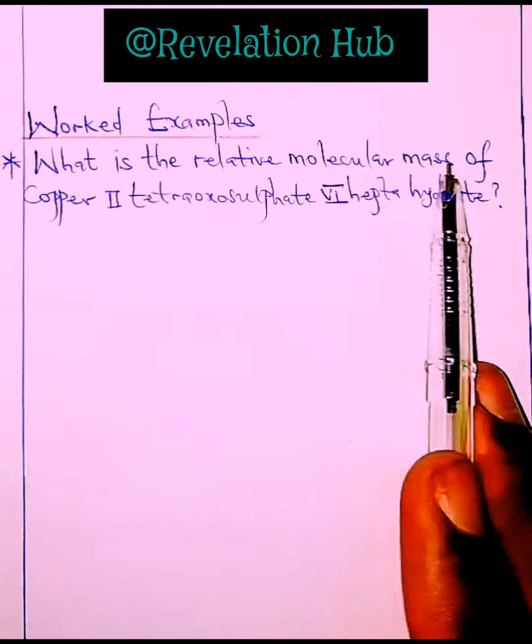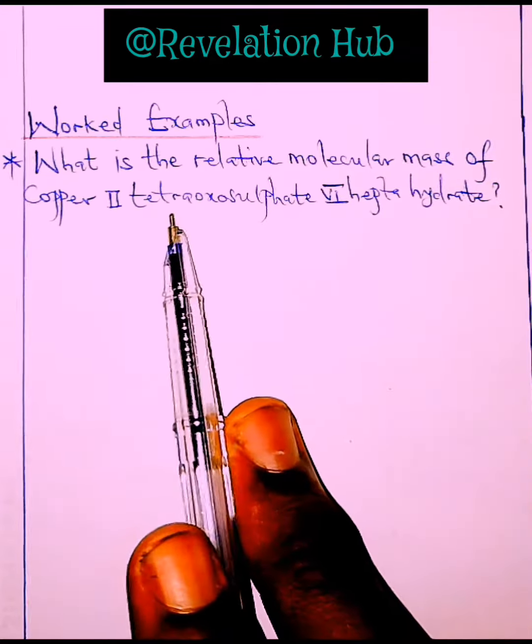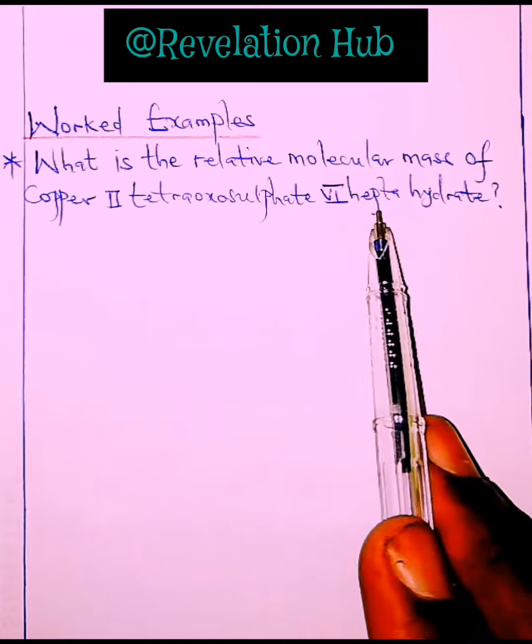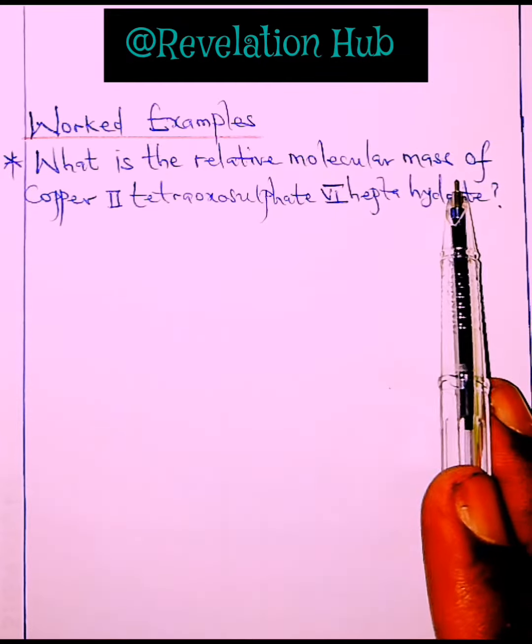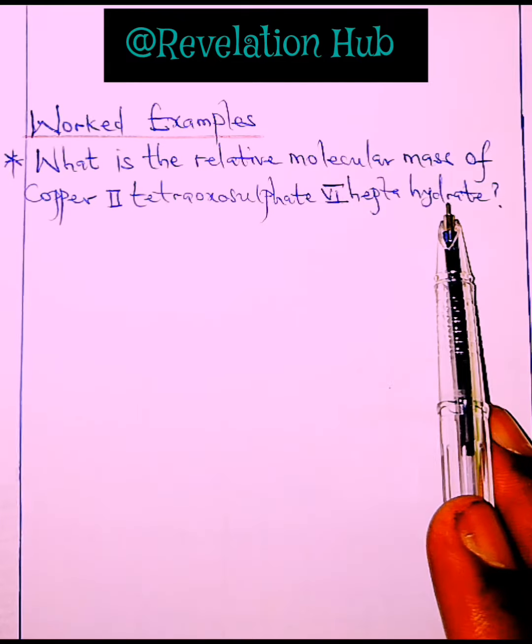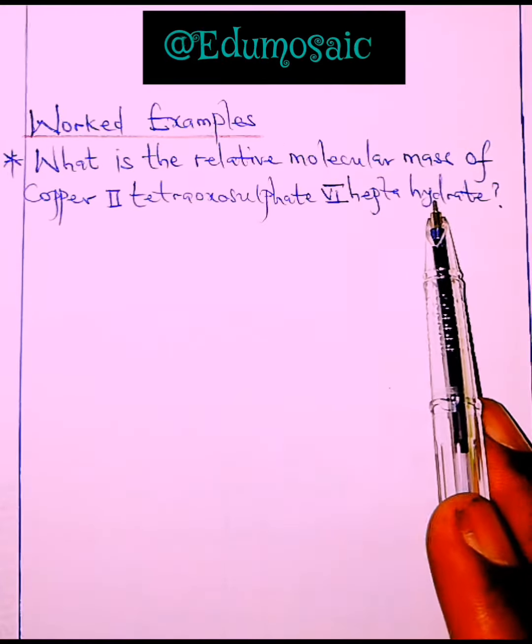What is the relative molecular mass of copper(II) sulfate heptahydrate? Now this is copper(II) sulfate heptahydrate. This hydrate here is water. So hepta is 7 crystals of water.